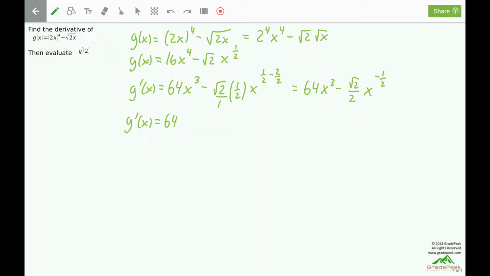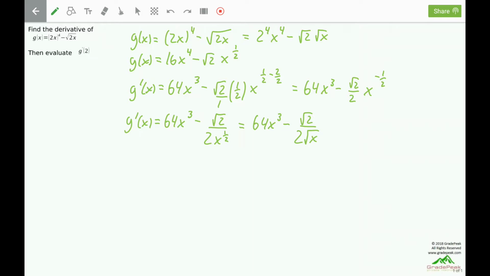G prime of x then is 64 x cubed minus, now the second term here, I'm going to take the negative exponent and move it to the other position. Right now it's in the numerator as x to the negative 1/2. It can move to the denominator down with the 2 and be x to the positive 1/2. Now I will take one more step and rewrite it, since the 1/2 power means the square root of x to the first power, or just the square root of x. There's our derivative g prime of x.